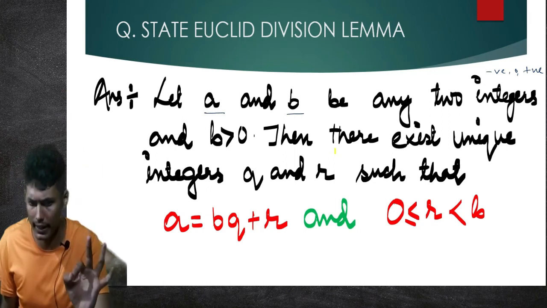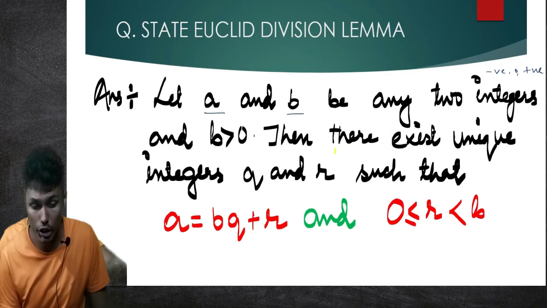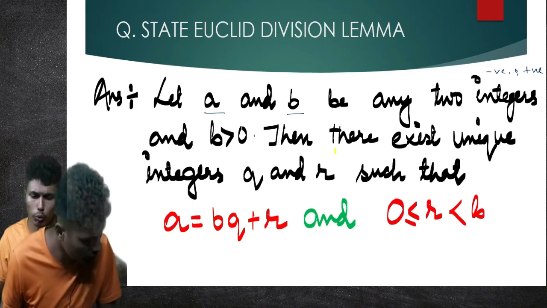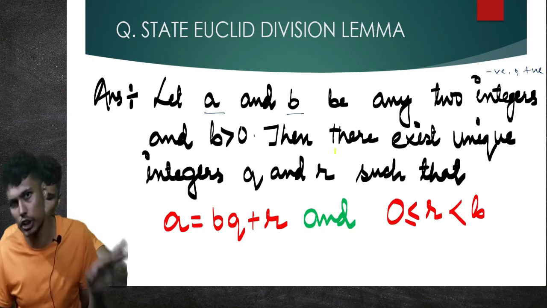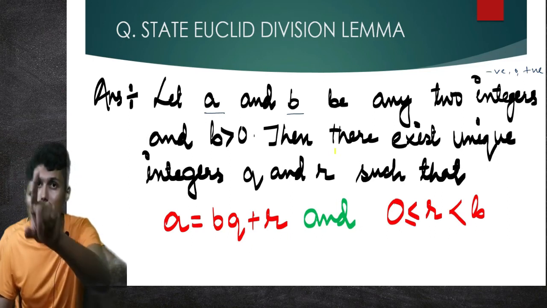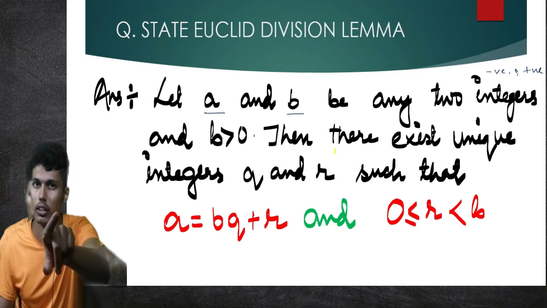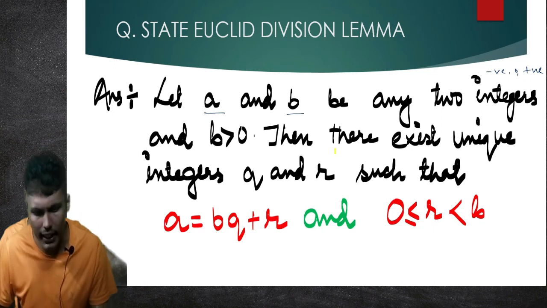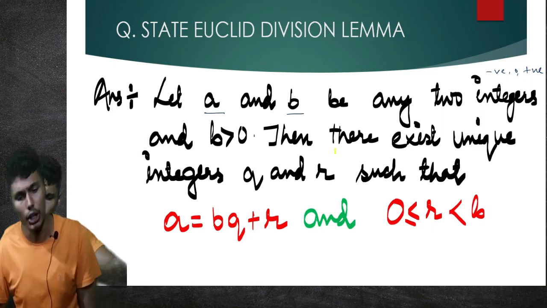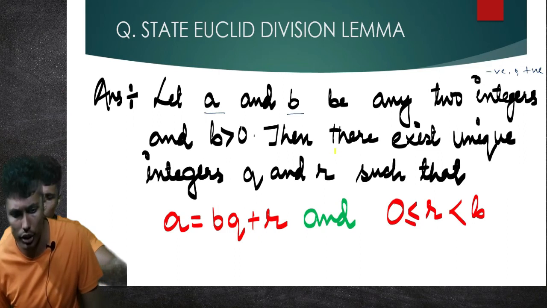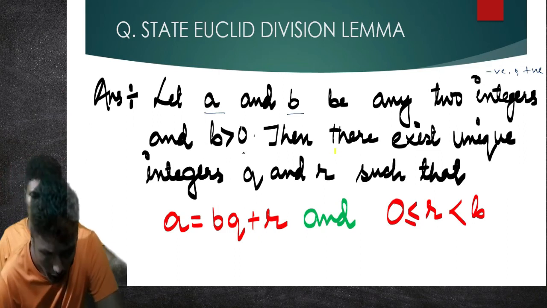Provided b is greater than 0. The concept here is that b must be greater than 0. It must not be 0. Then there exist unique integers q and r such that a is equal to bq plus r, and then the condition on r. Now I hope you understand till here.